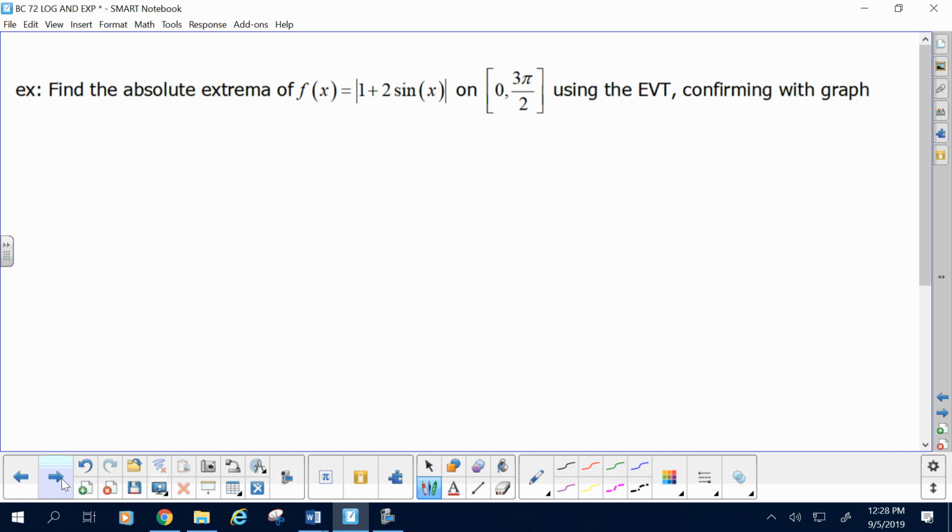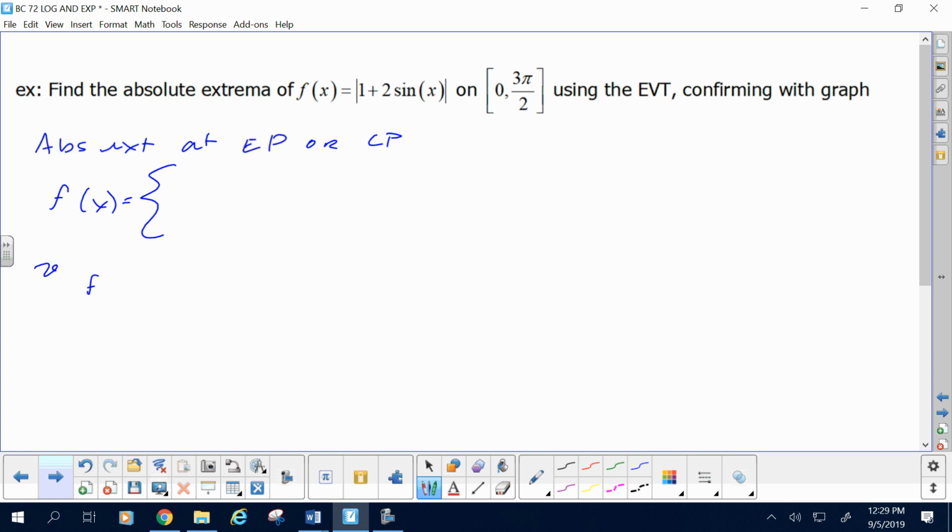All right, so find the absolute extrema of this absolute value function using the EBT, and we'll confirm with the graph. So, what is the EBT? Let's go min and max. Absolute extrema must occur at critical points or endpoints. All right, so surely the meat of the problem is the derivative work. Before we take the derivative, though, we're going to rephrase this as a piecewise function.